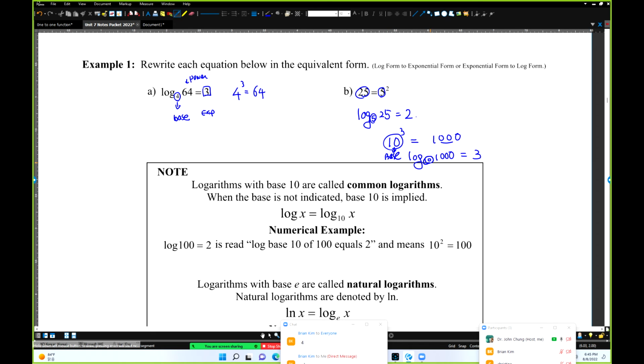But this one occurs a lot. Many times, always 10, 10, 10, 10. But in this case, to avoid wasting time, when you have 10 over here, we don't have to write this. Just log 1000 equals 3. Okay? Because this is very common. That's why you said log 10. We call this common log. Logarithm or common log over here. Common log is okay.